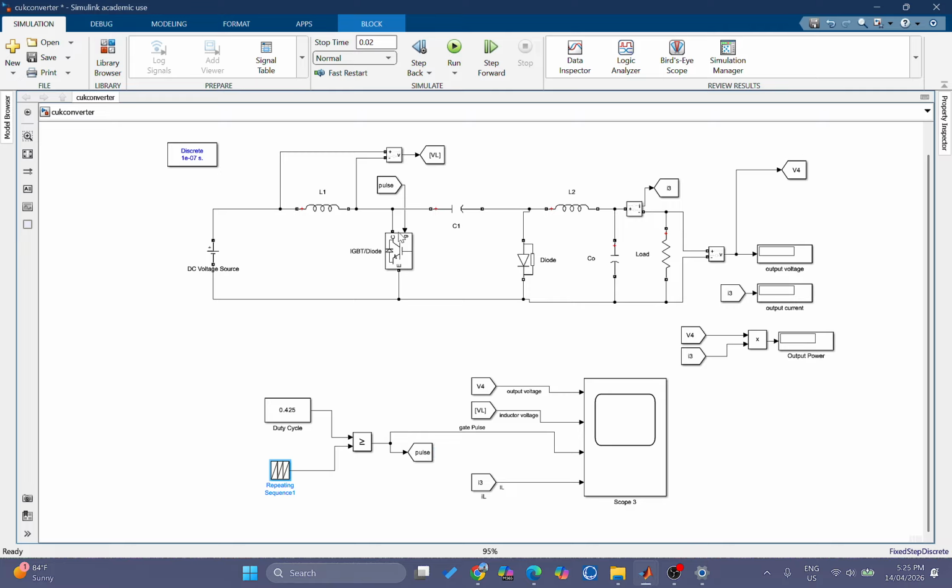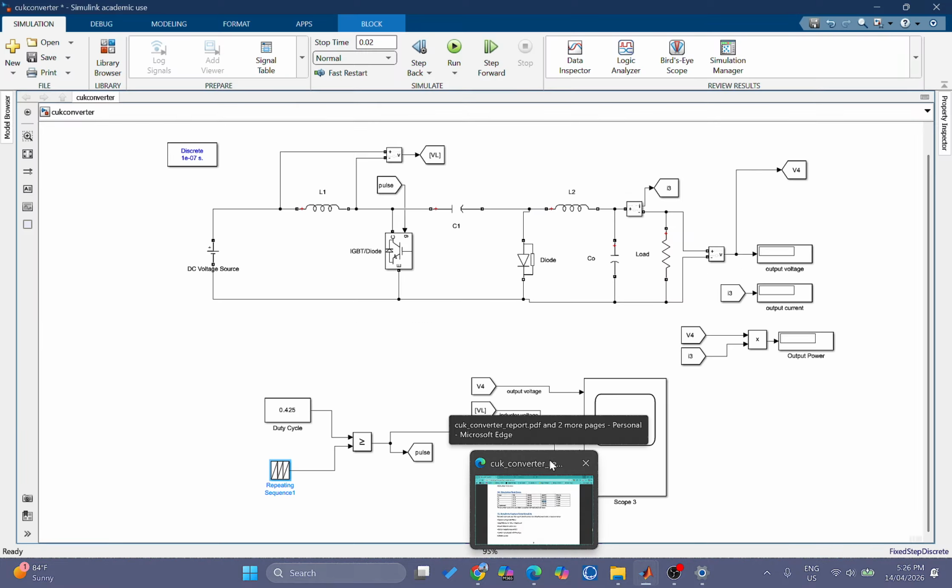This pulse is given at the gate of the IGBT. When the pulse is high, the IGBT will switch on. When the pulse is low, the IGBT will be switched off. And by switching on and switching off this IGBT, we are making the converter either decrease or increase the input voltage to a constant voltage of 25 volt.